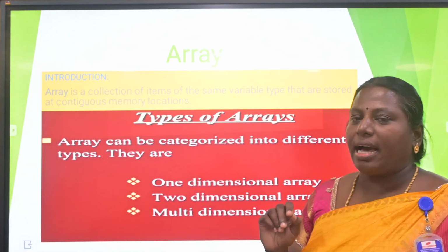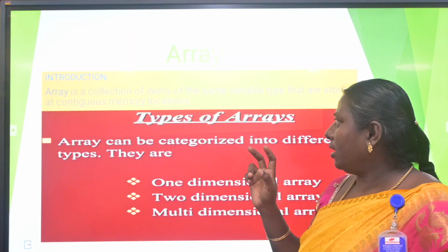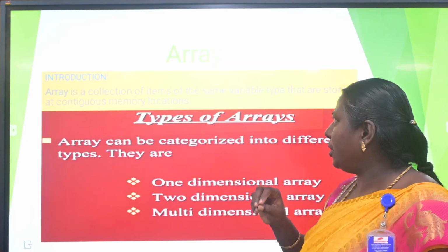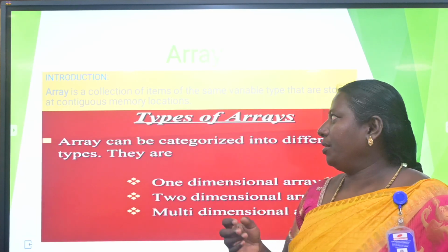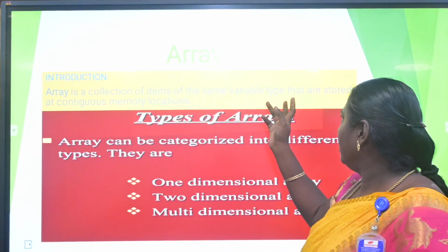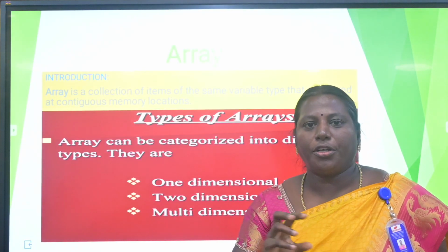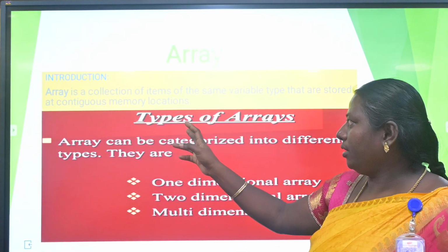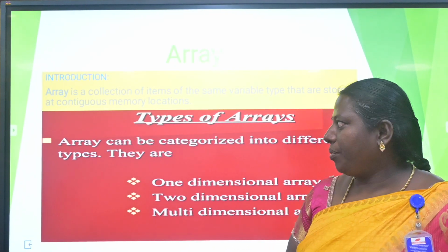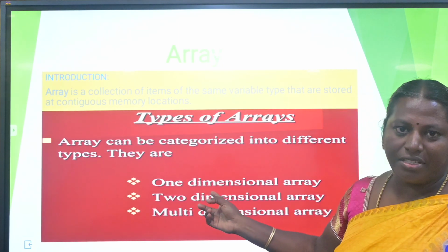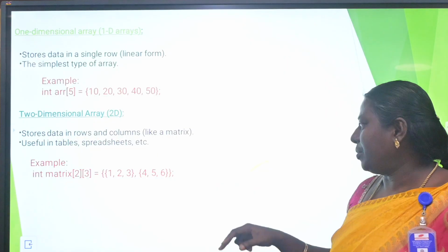The next one is array. An array is a collection of items of the same variable type. That means the same data types. The elements are stored in continuous memory allocation. The types of arrays: arrays are divided into three types. First one is a one-dimensional array, second one is a two-dimensional array, third one is a multi-dimensional array.